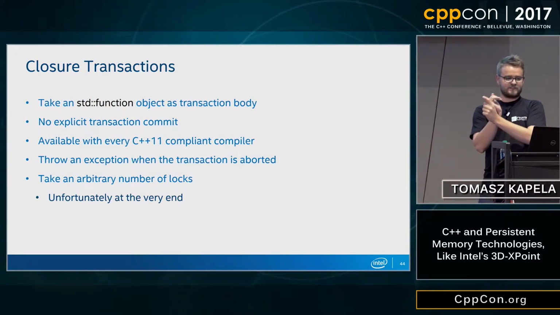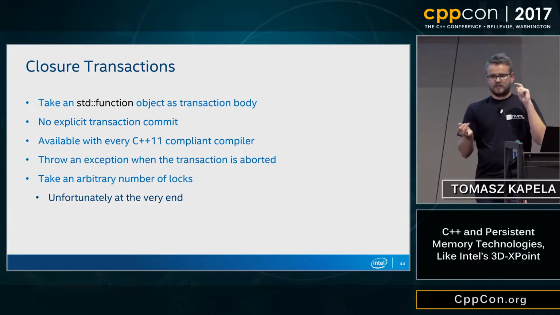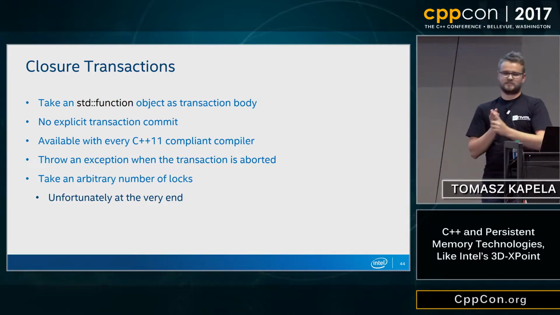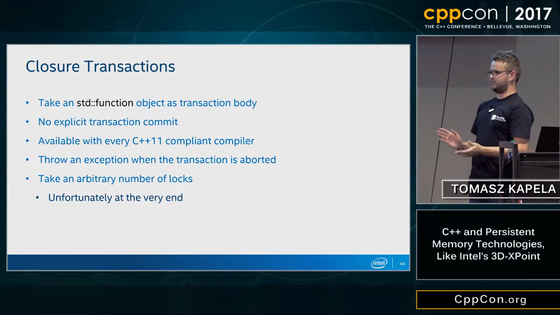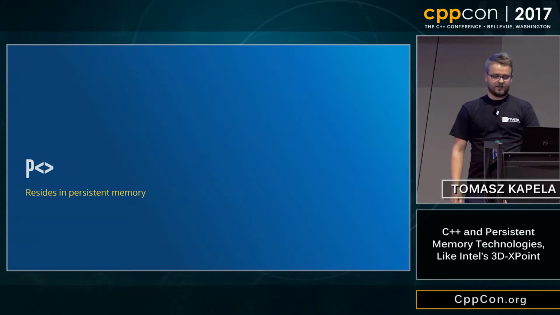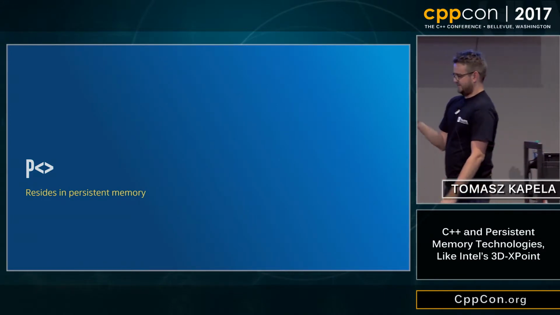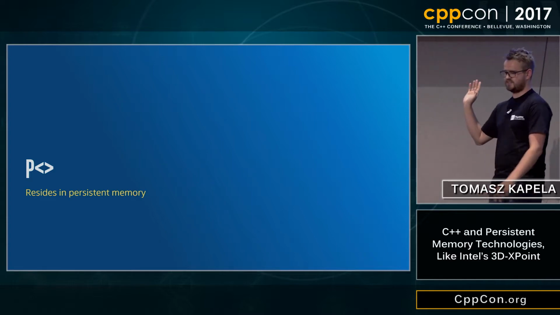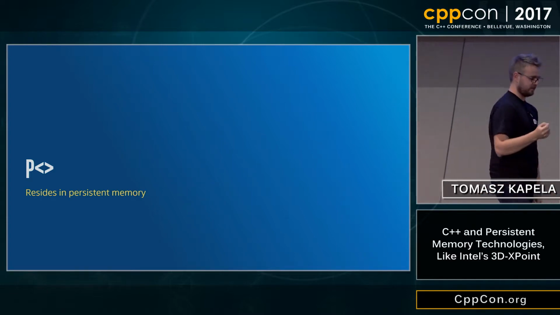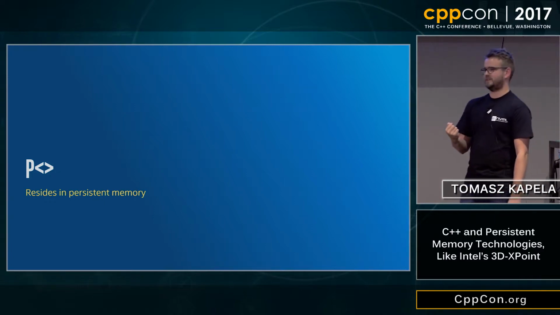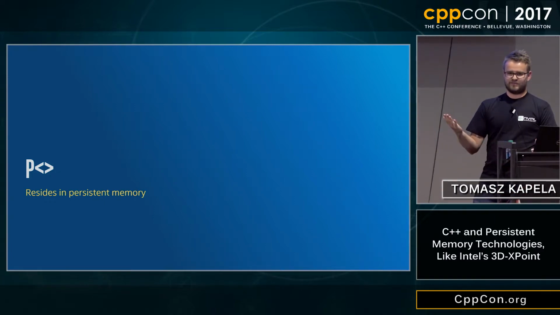So it takes a nested function object. It's automatic, available in C++ 11 and later. So it's got all the cool features, except the locking at the very end. Now the second most important, it's not going to have nearly as many slides. I like to call this the resides in persistent memory template, because that's what it means.